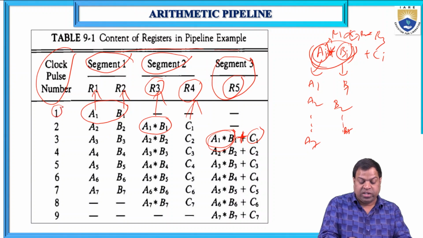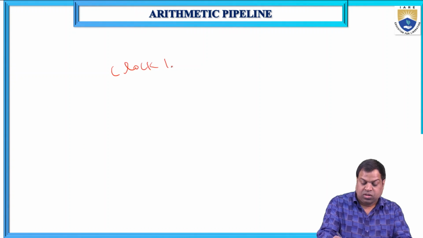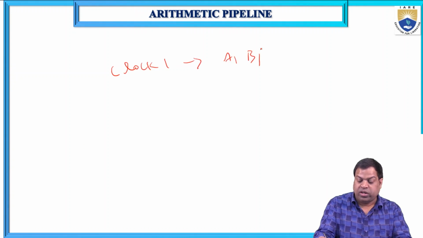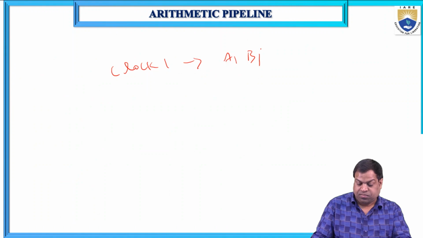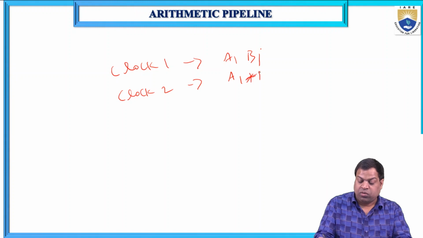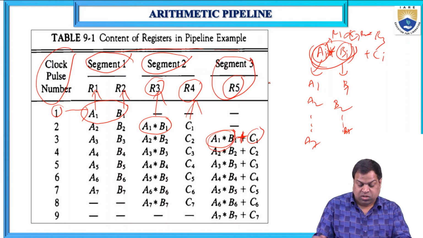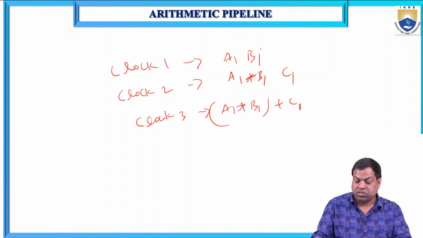Next, first clock pulse, A1, B1. In clock 1, I am calling A1 and B1. In clock 2, A1 into B1, and also C1 is called now. In clock 3, what happened? A1 into B1 is completed and C1 is added here.